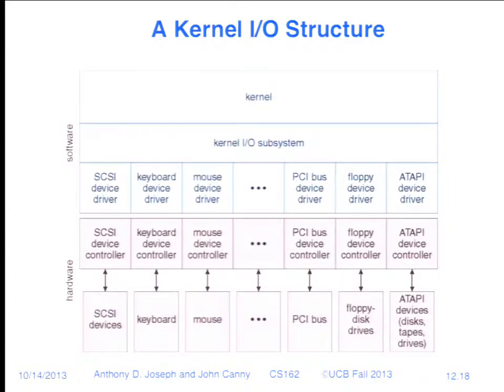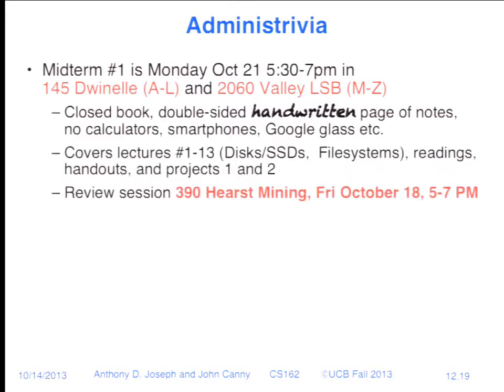Okay, so let's just review what's happening because there's quite a lot happening in the next week or so. Midterm one is happening on Monday. If you're A to L, your last name is here, and everybody else is in VLSB. It's closed book with two pages of handwritten notes. Covers everything up to Wednesday's lecture. And the review session is 390 Hz Mining.